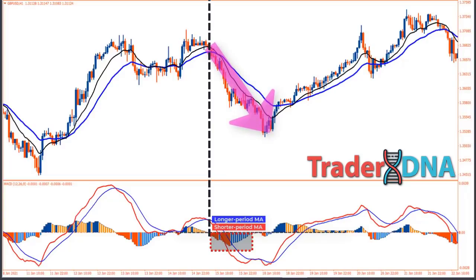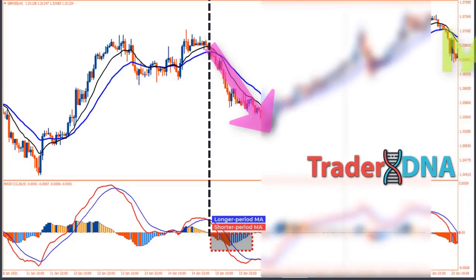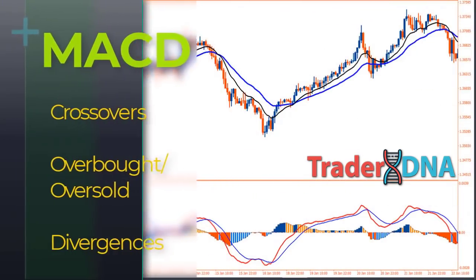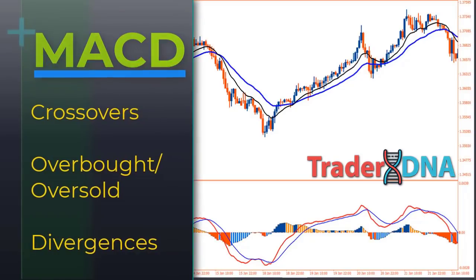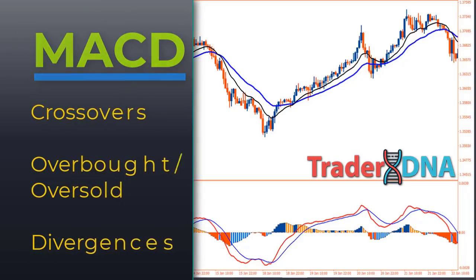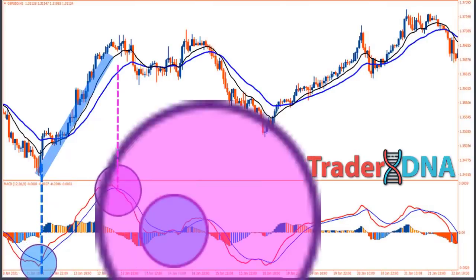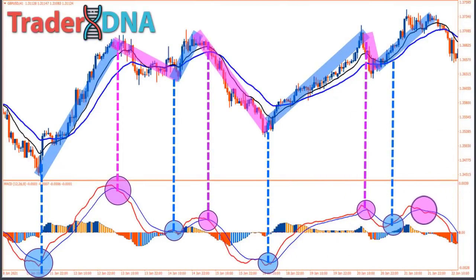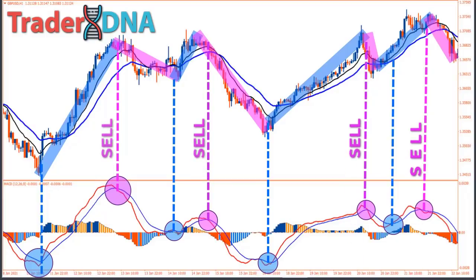In general, MACD indicators are used in one of three ways: crossovers, overbought-oversold conditions, or divergences. The MACD crossover occurs when the MACD line and the signal line intercept, often indicating a change in the momentum or trend of the market. The MACD is seen as an effective indicator, especially in trending markets. A sell signal is generated when the MACD crosses below the signal line, and a buy signal is generated when the MACD crosses above the signal line.